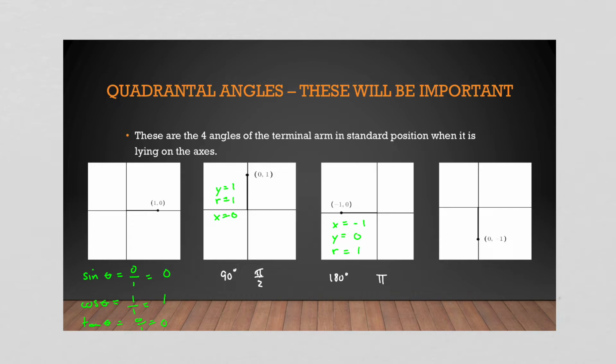And then the last one here, r is still 1, but now y is negative 1 and x is 0. And this is when we are at 270 degrees, or 3 pi over 2. So these are going to be our really important scenarios: 0 radians, pi over 2 radians, pi radians, and 3 pi over 2 radians. And you're going to see them come back again. Because remember, when we get back to 360 degrees, or 2 pi radians, we're back to 0 radians. And we just continue that loop. So those are your quadrantal angles.